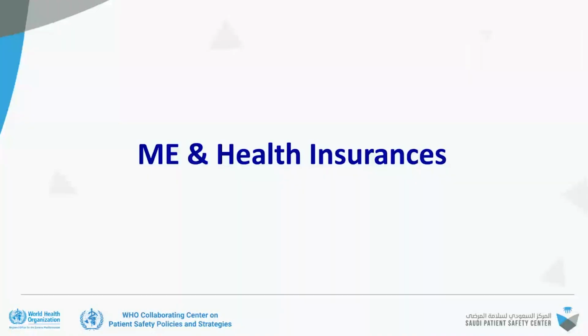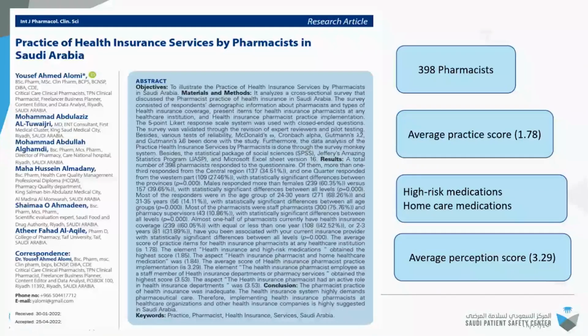You need to identify, because health insurance now is covering the medication errors. This is just a recent study where we tried to implement health insurance done by pharmacists, and which medication they are concerned about as health insurance pharmacists. We found high-risk medication and home care medication most practiced by pharmacists, and they are willing to practice, average perception to practice health insurance and to prevent all medication errors.